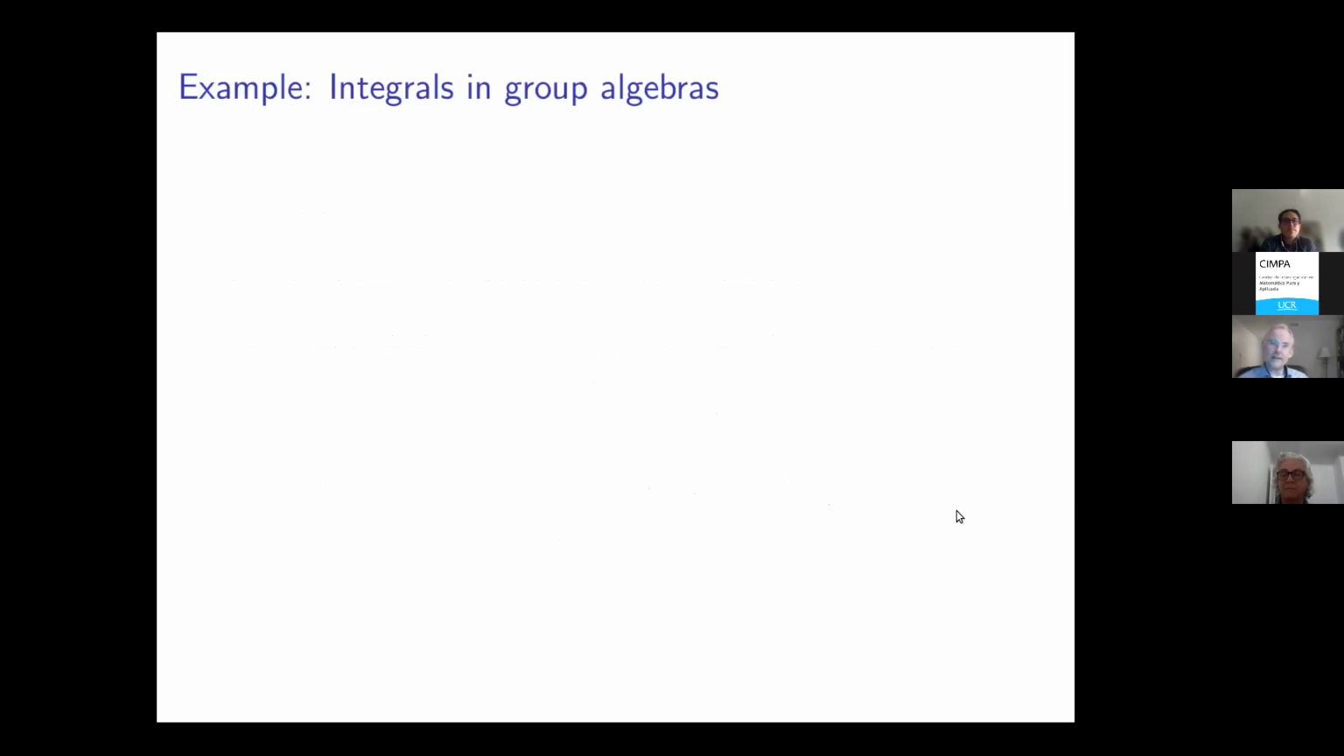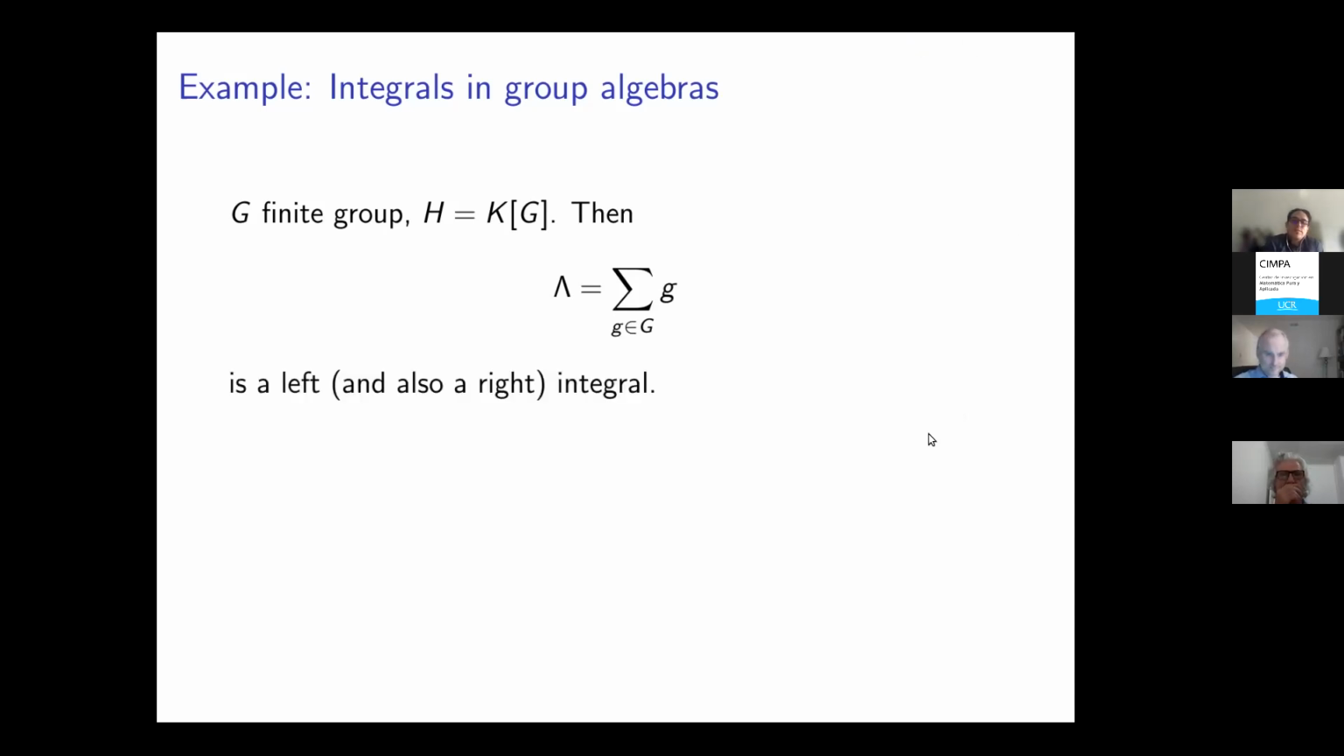Let me give you one example, and we have discussed the group algebra before. If we take a finite group and look at the corresponding group algebra, then the sum of all the group elements is an integral. Let's check why this is the case. It happens to also be a right integral, so it's two-sided, but I won't discuss that. Let's first take a group element. This is, of course, not the general case. We take a basis element, an element from the group, and then we multiply these together.